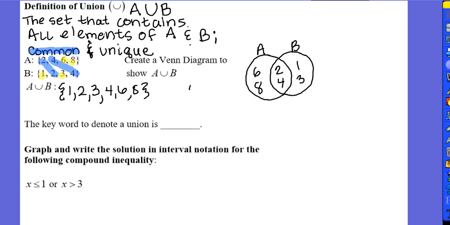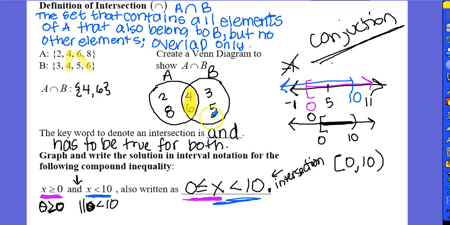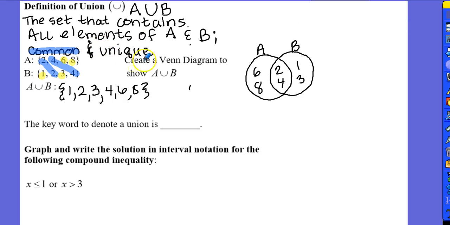Now, how do I indicate the solution to the union of A and B? If you recall, when we did the intersection, we only highlighted their common because it was where they overlapped only. But with a union, it's common and unique. How am I going to highlight the solution to this? What? The whole thing. That's going to indicate the union. Everything that's shaded is the solution.